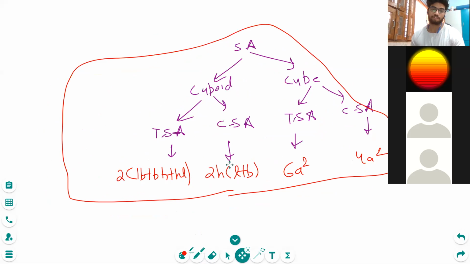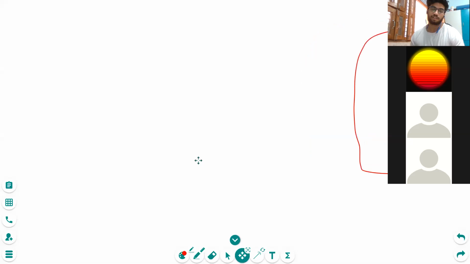I have to tell you that the calculation for this chapter is quite tough. So how can you get a command over this chapter? I always suggest that you do it exercise by exercise. The first exercise is related to curved surface and total surface area of cuboid and cube.